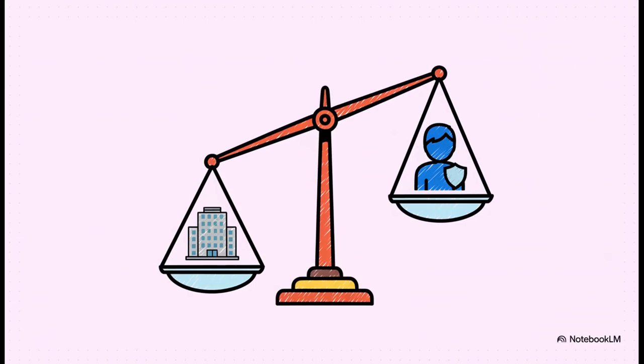I want you to picture a scale. On one side, you put your legitimate interest. On the other side, you pile on the individual's rights, their freedoms, and what they would reasonably expect to happen with their data. For your LIA to be valid, that scale cannot tip unfairly against the individual. It's that simple.